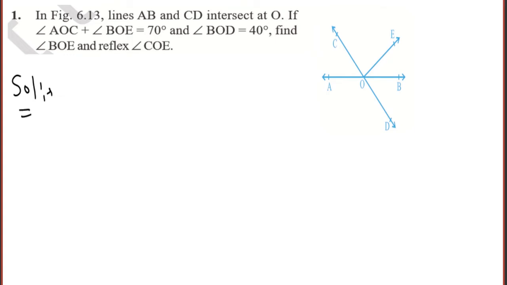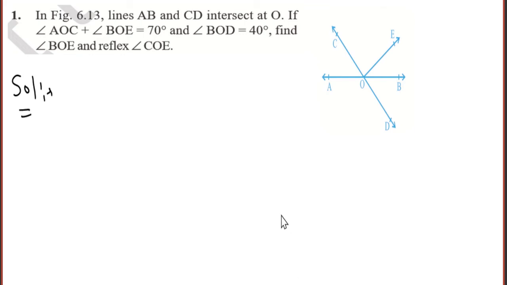Now see, actually we have to prove this. What is the question? In the given figure 6.13, it is question number 1 of your exercise 6.1. Lines AB and CD intersect each other at O. If angle AOC plus angle BOE is equal to 70 degrees and angle BOD is equal to 40 degrees, we have to find angle BOE and the reflex of angle COE. How do you solve this question?